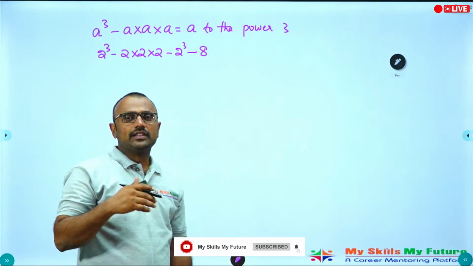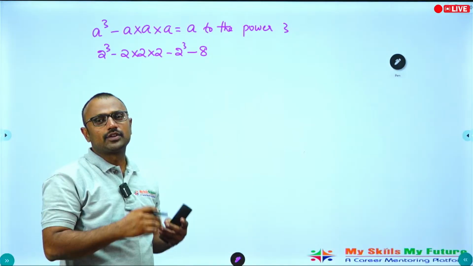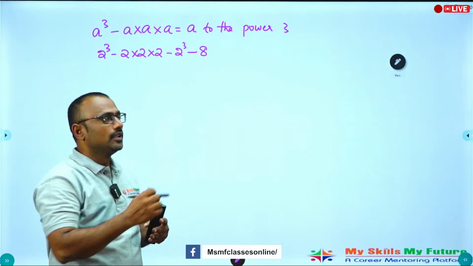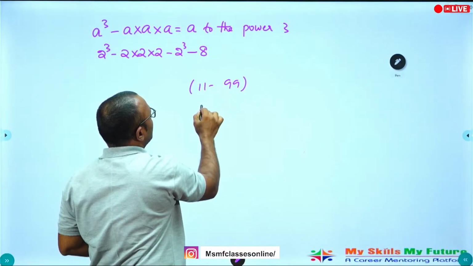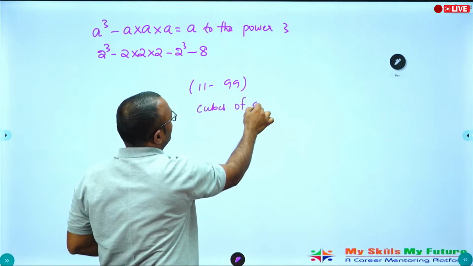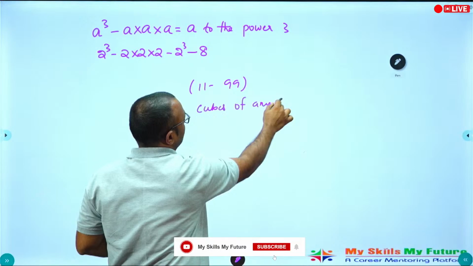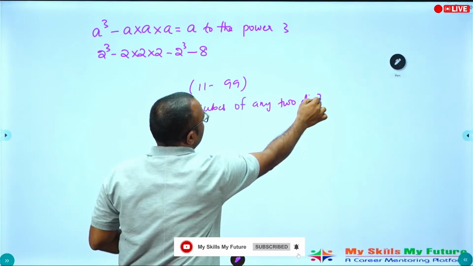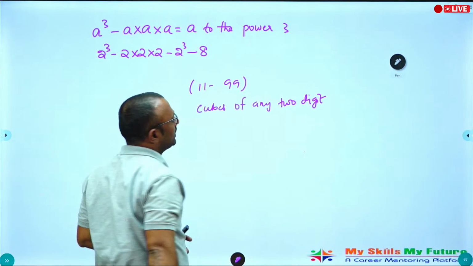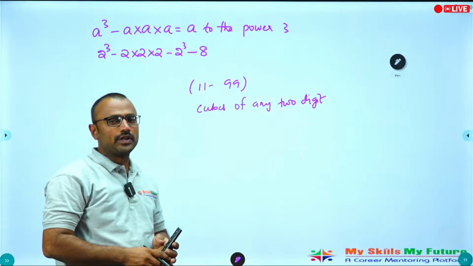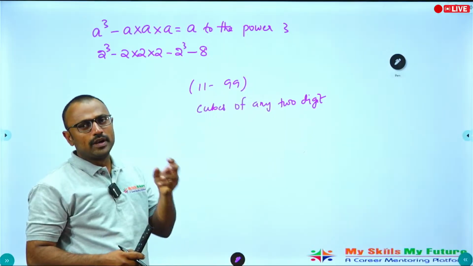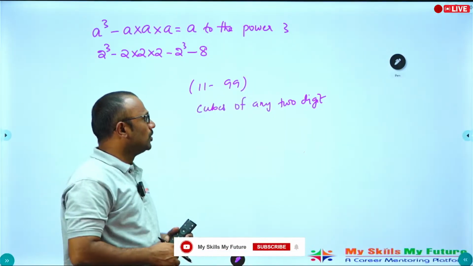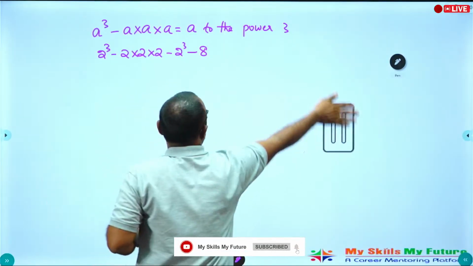Then after, there is a simple technique to find the cubes of 11 to 99, the cubes of any 2 digit number. A very simple technique is there. In this live session, we will discuss that simple technique, how to find the cubes from 11 to 99. So, let us start the session.